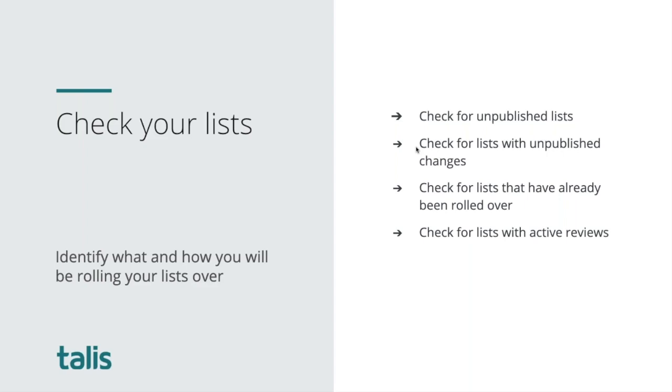You might take it upon yourself to bulk publish those changes before rollover, but it could be that someone's accidentally removed an item from a list and they don't actually want that visible on the published version of the list, which is why they've left it as unpublished. So it is a good idea to have that communication with your academics and understand the reasoning behind why that's unpublished. Check the lists that have already been rolled over. Some of your academics or some library staff might have accidentally archived a list.